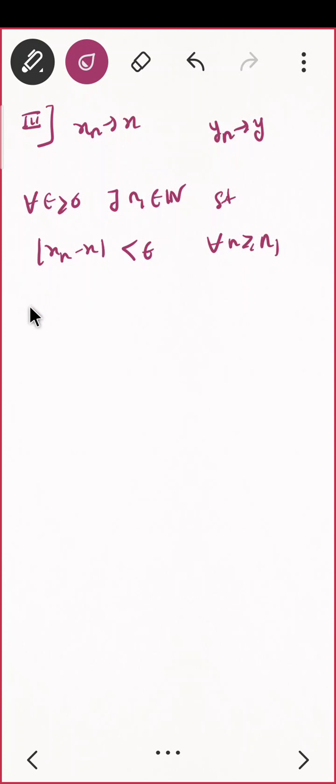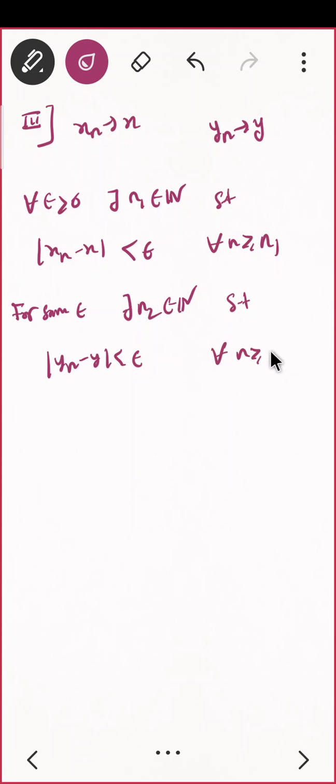Similarly for yn also, for the same epsilon, there exists n2 belongs to natural numbers such that mod of yn minus y is less than epsilon, for all n greater than or equal to n2. Yes, and you know how to combine them, correct? How do you combine? Choose n naught equal to maximum of n1 and n2.